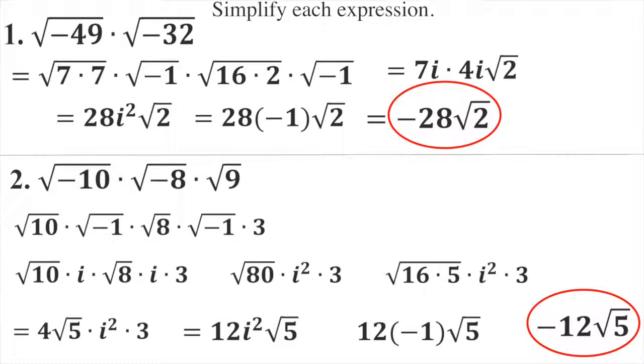Check your answers here. So hopefully you're getting that on both. On both of these two, we ended up with an i squared. When you end up with an i squared, that equals -1, and then you'll simplify it further. If only one of these had an i, if this were something like the square root of -49 times the square root of 32, then you'd end up with a 28i square root of 2. Okay, so we're only getting rid of the i because it's i squared.